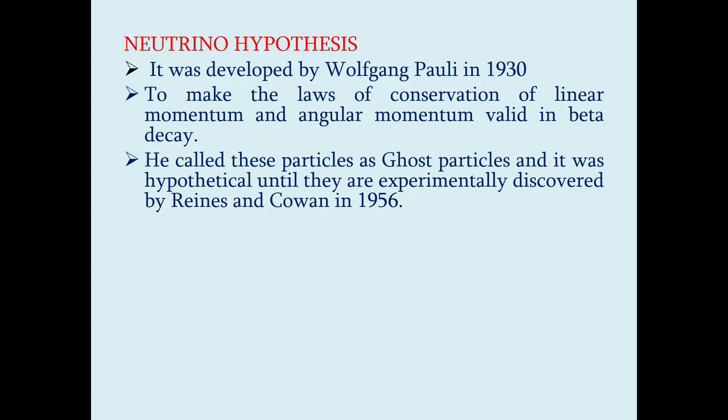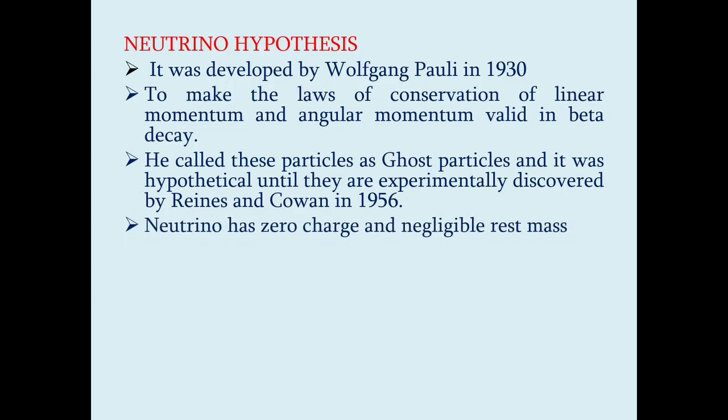These suggested unknown particles are not present inside the nucleus; they are created when beta decay happens. The unknown particle he named a neutrino, and he suggested it carries no charge and has negligible mass when compared with the mass of the electron.